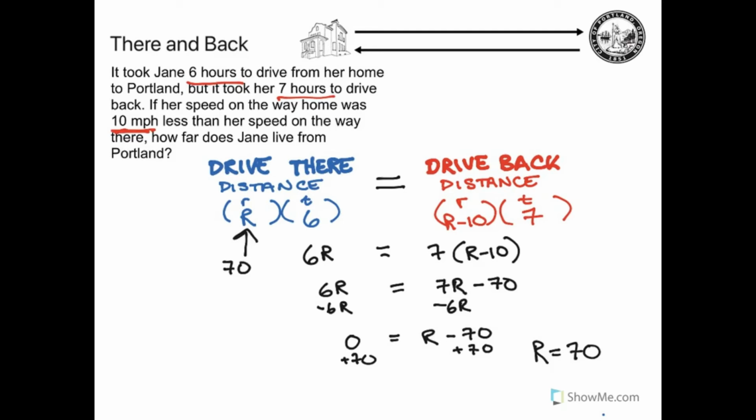Well, 70 times 6 is 420 miles, so the drive there was 420 miles in distance. Now, the drive back had a slower rate. It was 70 minus 10, so the drive back had a rate of 60. And 60 times 7 is also 420 miles. How far does Jane live from Portland? She lives 420 miles away.